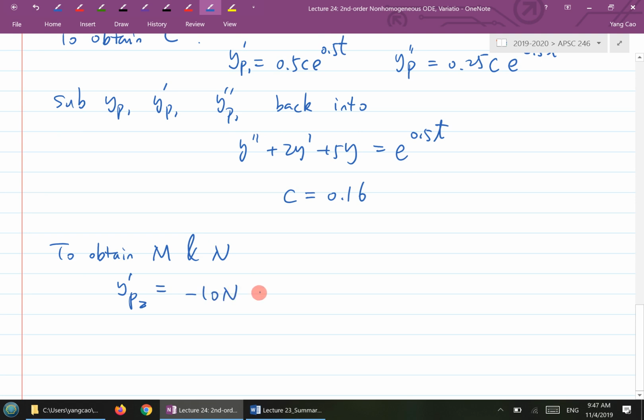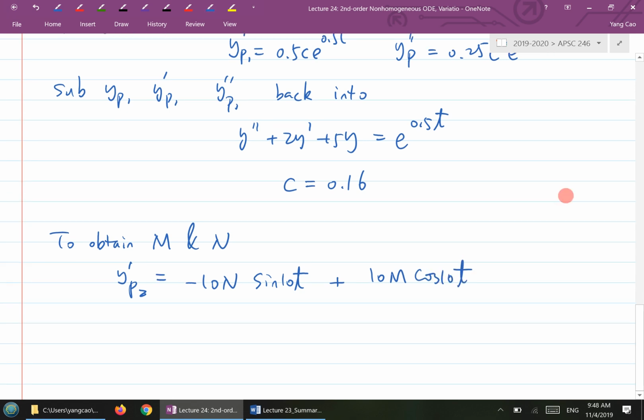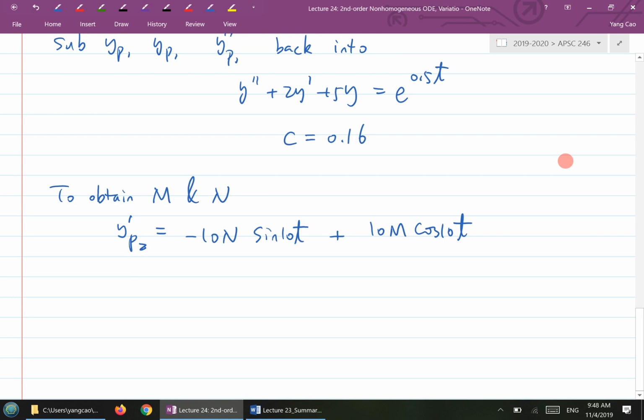Negative 10n sine 10t. So cosine derivative gives you a sine, and then the 10 comes out to the front here: 10m cosine 10t. Okay, so that's yp2 prime. Now yp2 double prime, so keep going. So 100n cosine 10t plus 100, negative 100m sine 10t. Okay, so that's yp2 double prime.